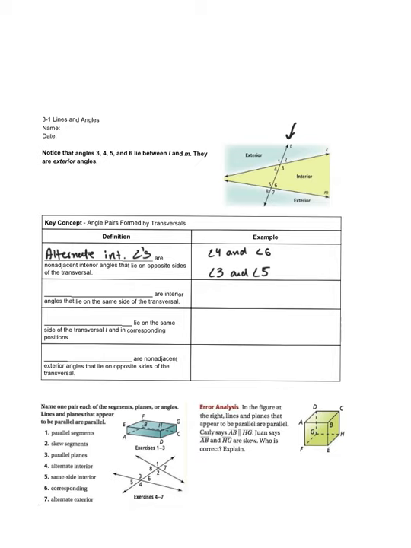Next, same side interior angles are interior angles that lie on the same side of the transversal. So we have angles 4 and 5, and angles 3 and 6.